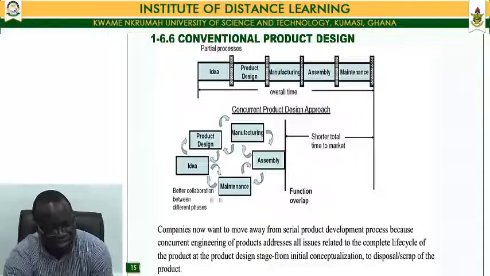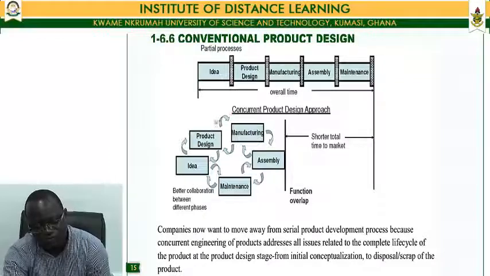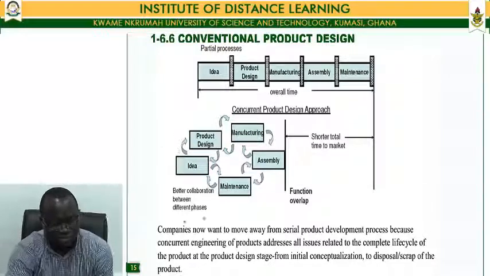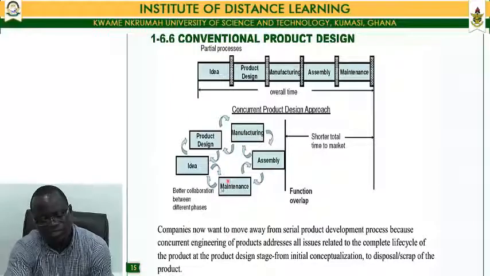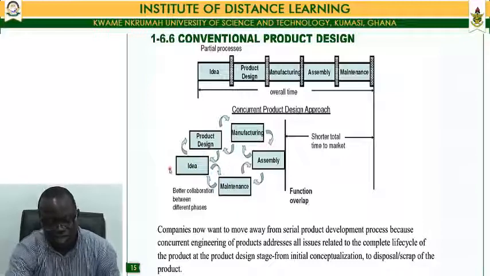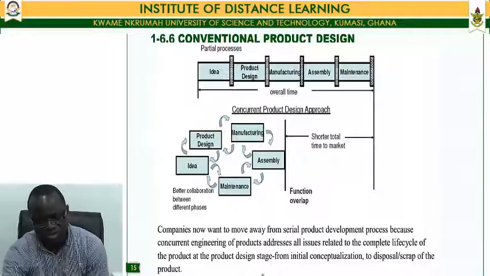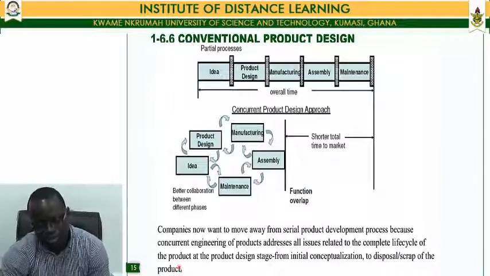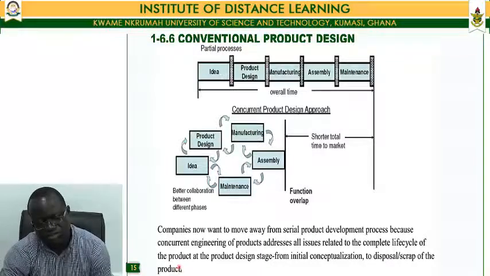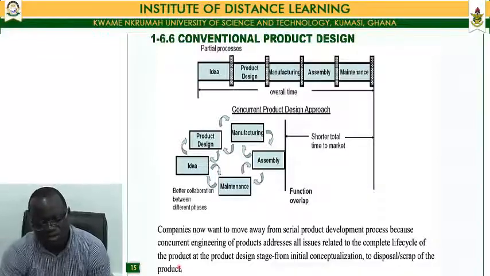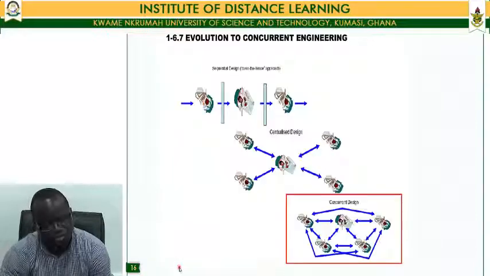But once the designer is designing the product, manufacturing, assembly, maintenance, all the teams are in the know of what is going on. So they can offer useful advice that can be factored into the design. And that makes the process far quicker than it would otherwise be. So that is the impact of concurrent engineering on a conventional process of product design.